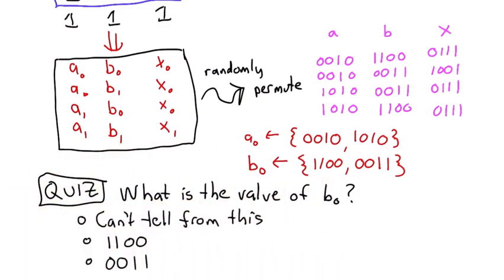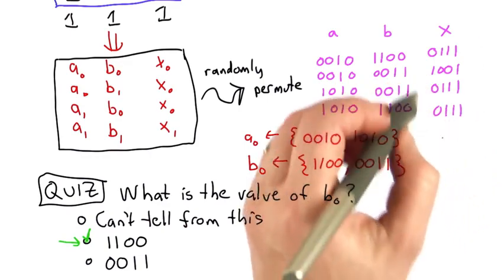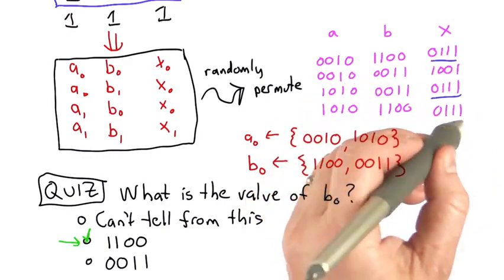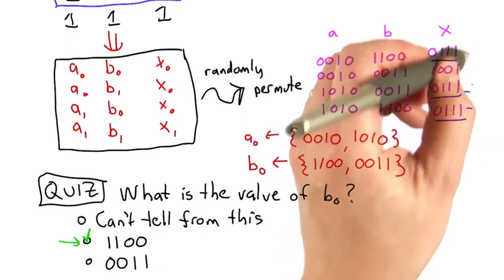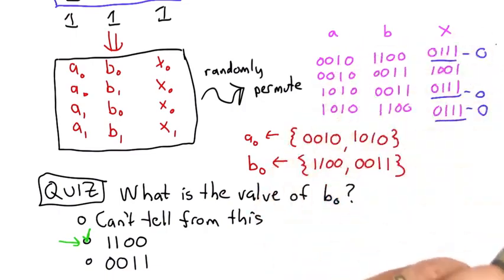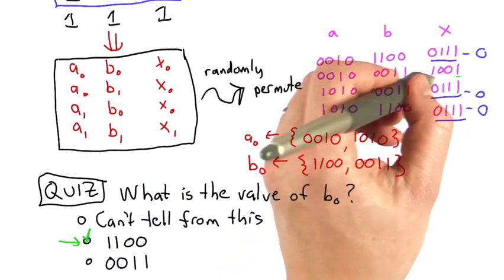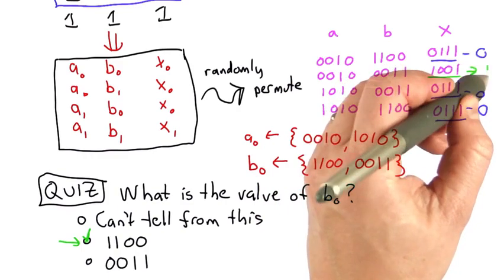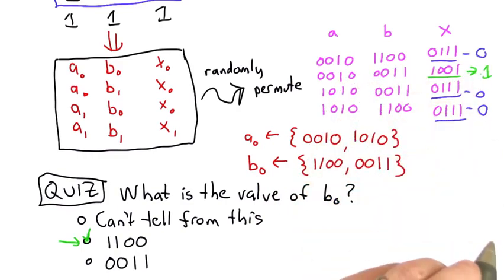Can you determine the value of B0 knowing this garbled table? And the answer is you can, that it must be 1100. The way to see that is if you look at the x values, well, there are 3 that match 0, 1, 1, 1. Those must correspond to the output where x equals 0, because we know an AND gate has 3 outputs that have the value 0. And then there's 1 that has the value 1011. So that must correspond to the x value having the output 1.